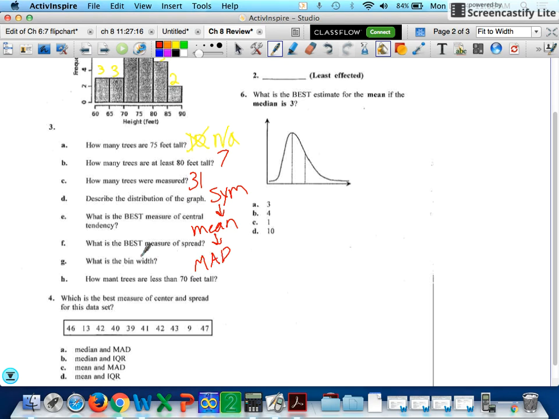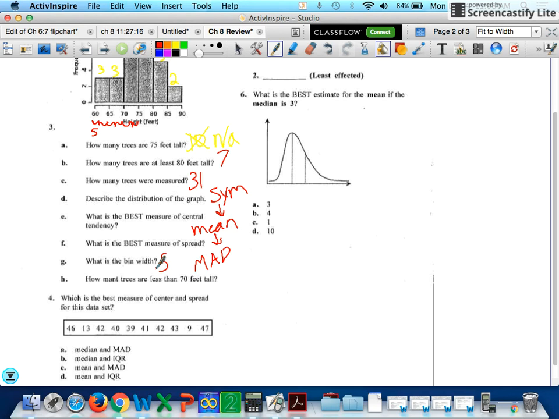Okay? G, I've kind of already written an answer out here to the right of it. Ignore that, because G asks us what is the bin width. That just means how wide is every single bin. Well, all of these are 5 units wide. You can get real fancy and say 4.999, something like that, but just go with 5, okay? The bin width is 5 units across.